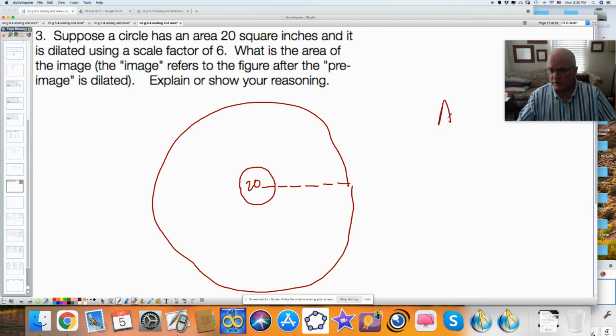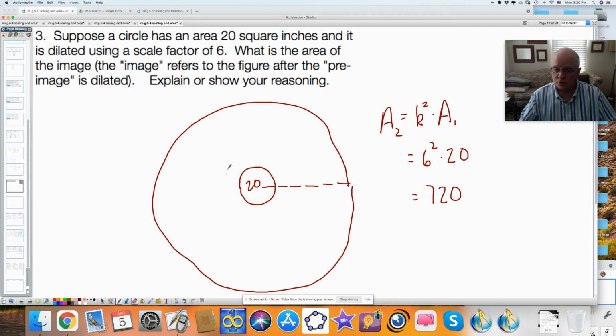Well, my formula is my area times the scale factor squared is going to equal my new area. We substitute the values with 20 times 6 squared. This is 36 times 20, which is 720 square units. That would be 36 times larger than the original. That's the way that you would do these problems.